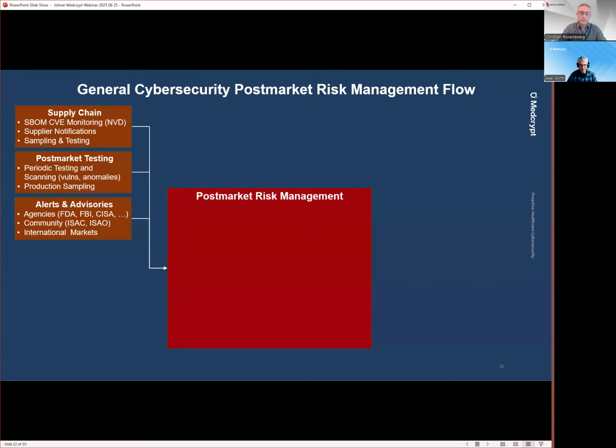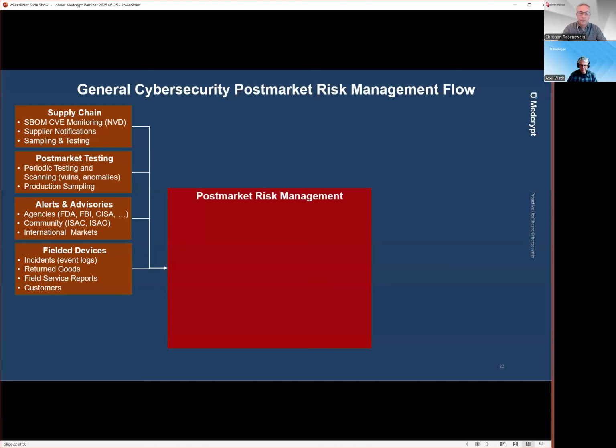Look for alerts and advisories as they are provided by agencies such as FDA, FBI, CISA, or ENISA over in Europe. Join cybersecurity communities as they're provided through ISACs and ISAOs, and then also engage in international markets and make sure that, again, you're not only listening to resources from one geography, but try to cast your net as wide as possible.